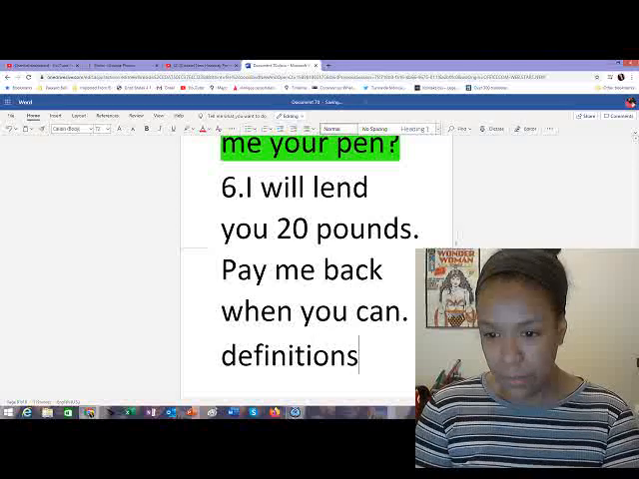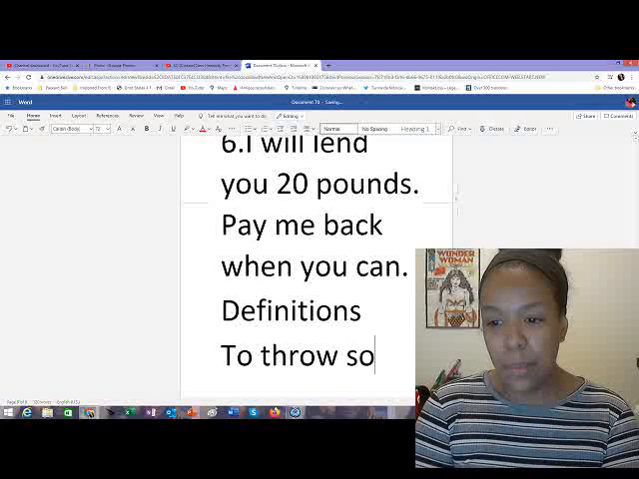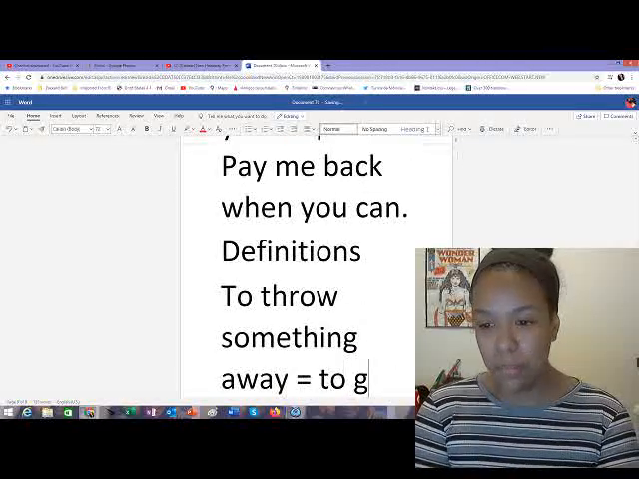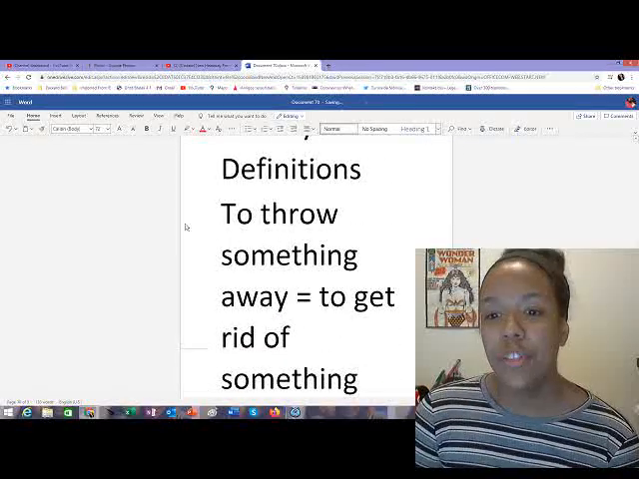Definitions. To throw something away means to get rid of something. To throw something away.